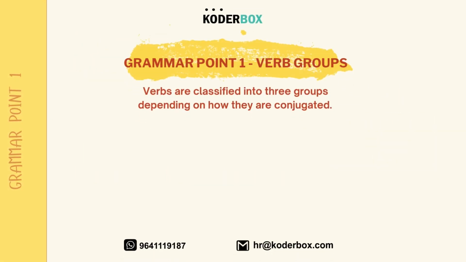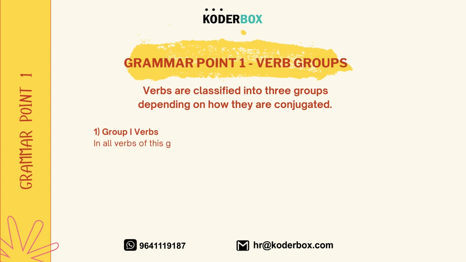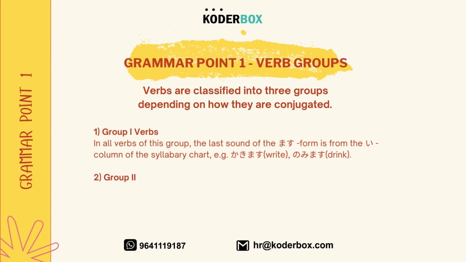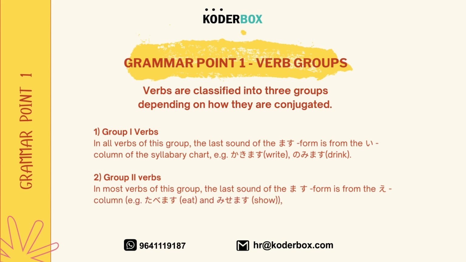Grammar point first. Verb groups. Verbs are classified into 3 groups depending on how they are conjugated. First, group 1 verbs. In all verbs of this group, the last sound of the masu form is from the I column of the syllabary chart. Example, kakimasu, write, nomimasu, drink.